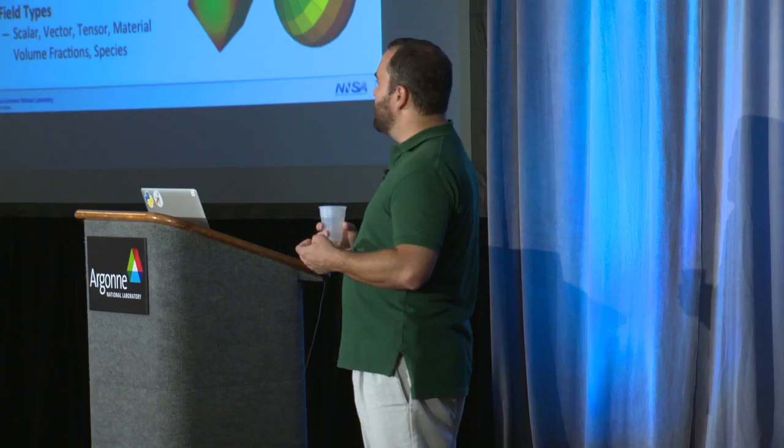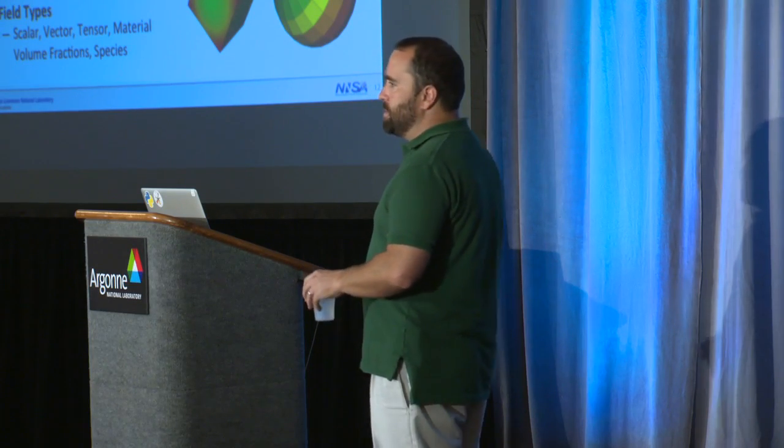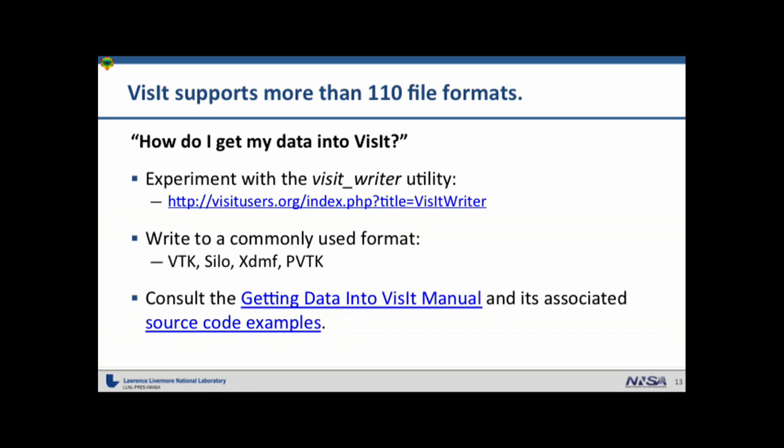And there's also some things that are a little bit more exotic, particularly in mixed material codes, material volume fractions. When you're dealing with multiphysics, those come in. And species or mass fraction data. There's specific capabilities to support those.